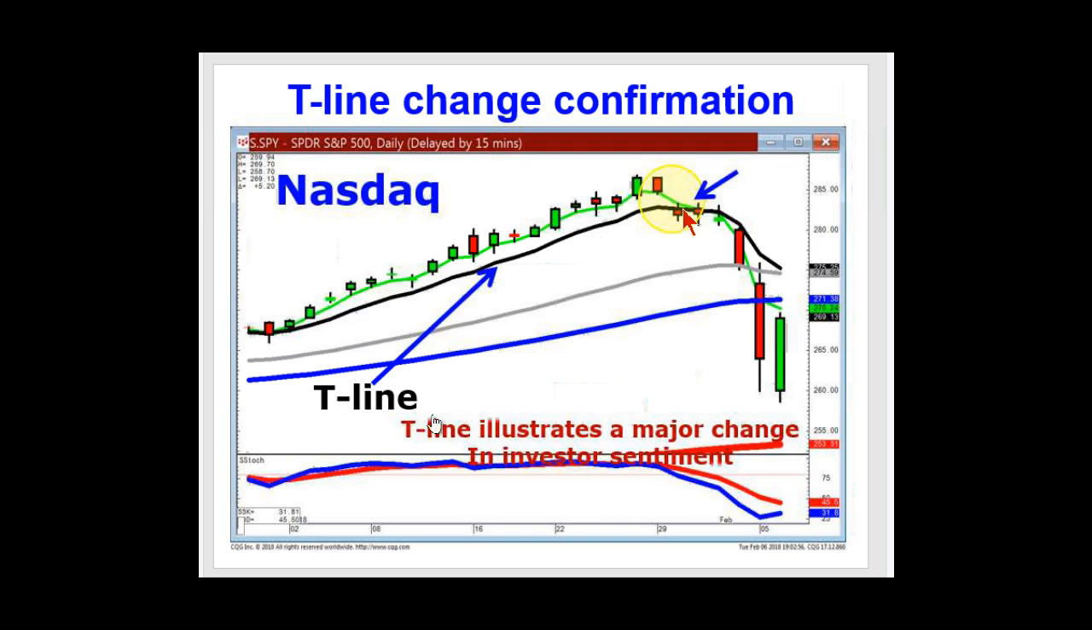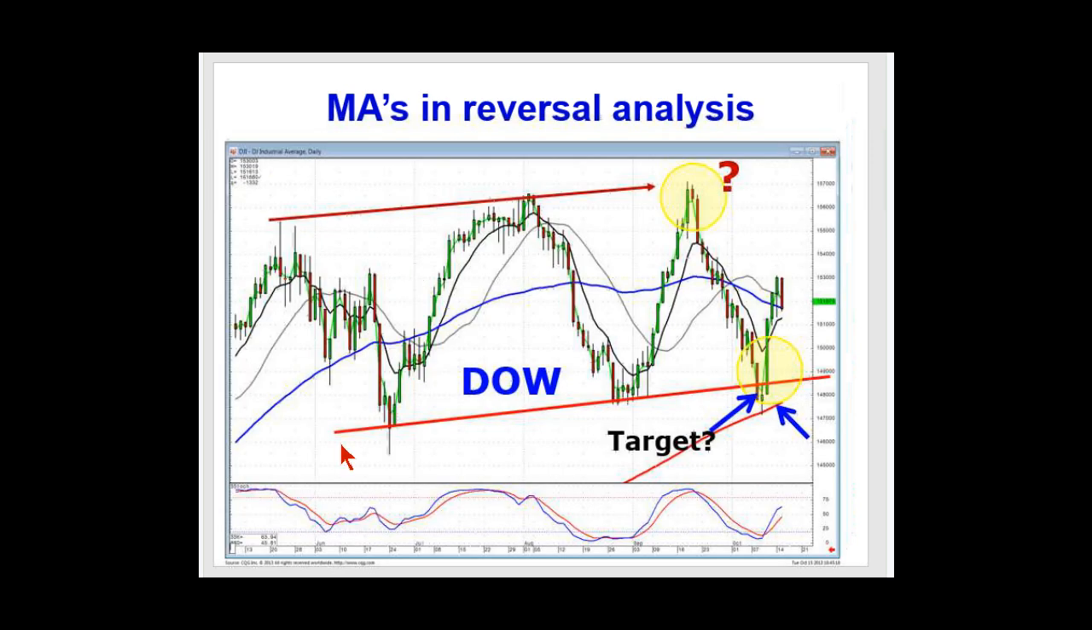If the T-line is acting as a support level, or you're trading above the T-line, as soon as it closes back below the T-line and your stochastics are starting to roll over, that's a major indication that you've had a change of investor sentiment. We can also view the graphics if we can see what everybody else is watching, whether there's a trend channel, and seeing what happens when it gets near the top of that trend channel.